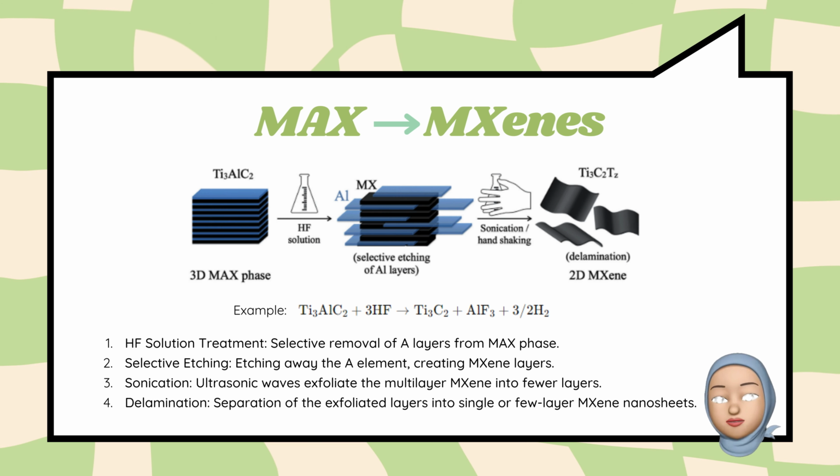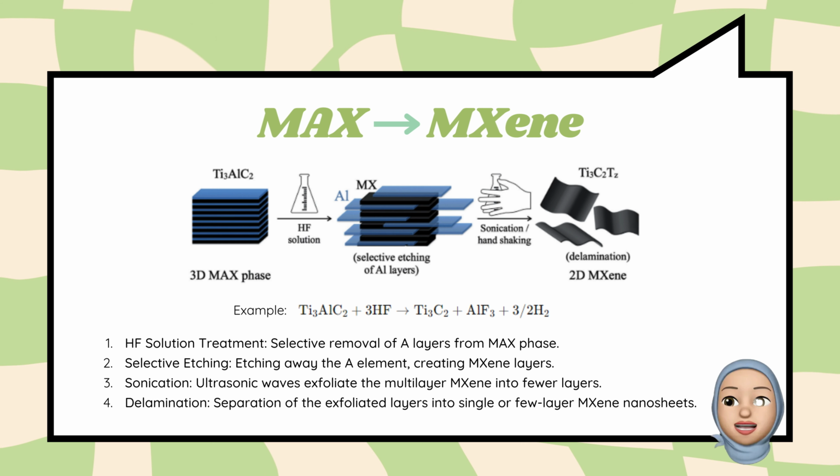This schematic shows an example of the synthesis process of 2D MXenes using titanium aluminum carbide. The process starts with MX phase being treated with hydrofluoric acid, then the A layers, or aluminum, are selectively etched. Selective etching means removal of the A element without significantly disrupting the MX layers. This process often leaves the MXene surfaces terminated, which can be further modified to tune their properties.